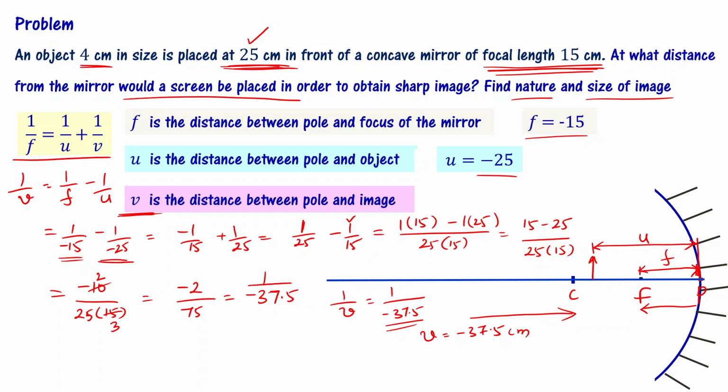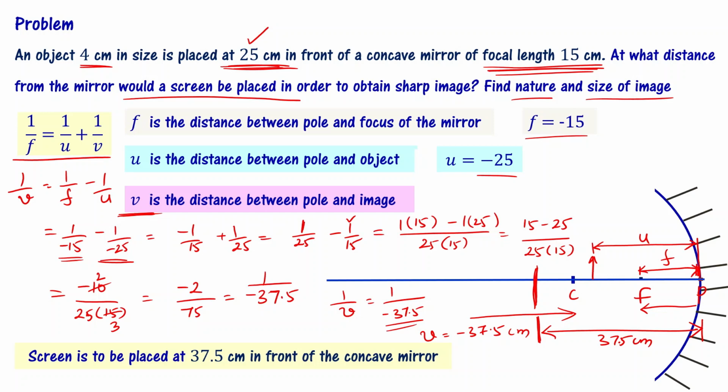Where do we have to place the screen? In the direction opposite to the incident light, at 37.5 centimeters, so it is going to be somewhere here. The distance between the pole and the screen is going to be 37.5 centimeters. The screen has to be placed at 37.5 centimeters in front of the mirror. Please note this: it is in front of the mirror, that is, on the reflecting side. Understood?